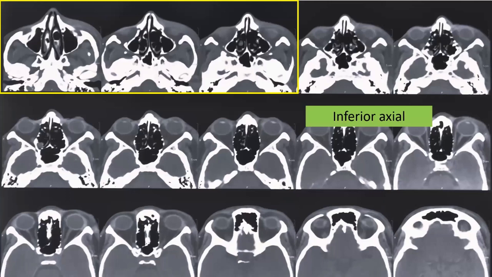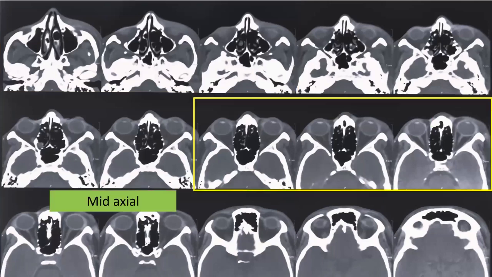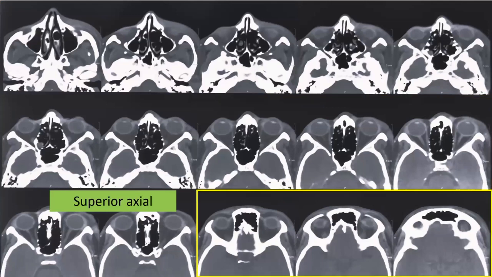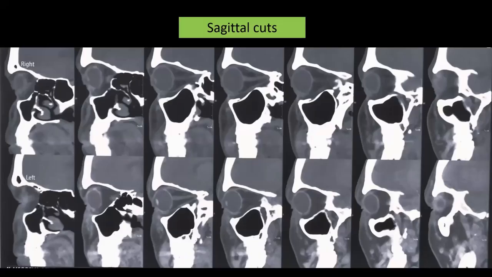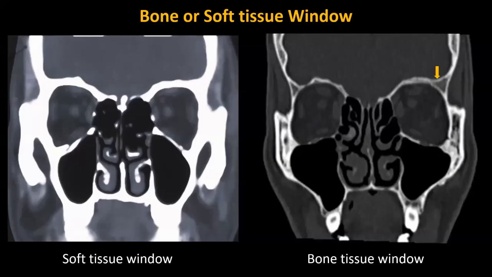These are the axial sections. In inferior axial, the nose is more prominent, while in mid-axial, the globe with lens, the extraocular muscles and the optic nerve are seen clearly. And as we go superiorly, the brain parenchyma becomes more prominent. These are the sagittal cuts from medial to lateral of the right and the left eye. And as we go laterally, we see that the sinuses are becoming less prominent.